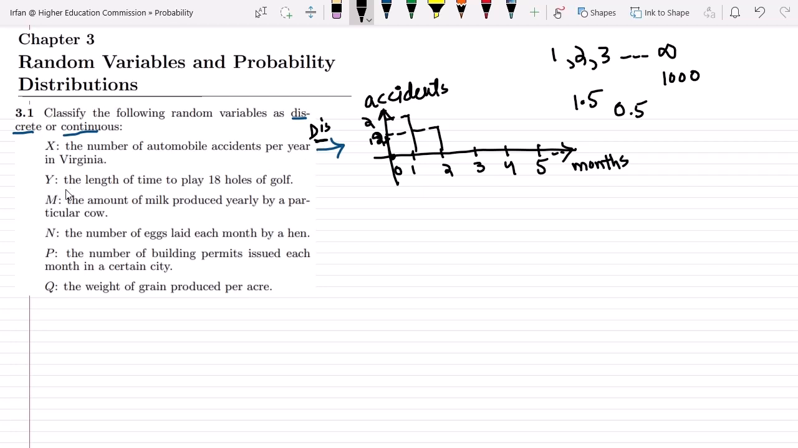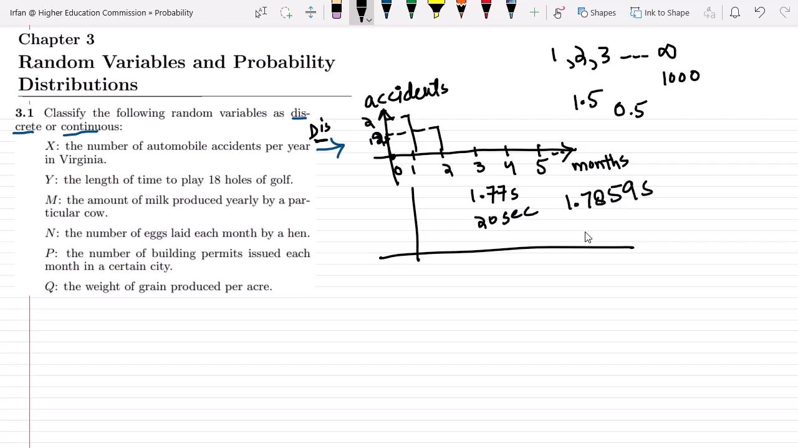Similarly, in the second part, Y, the length of time to play 18 holes of golf. The length of time here can range from any value to infinity. It can be 1.77 seconds, it can also be 20 seconds, it can be 1.7859 seconds or 200.259 seconds. The time can range from 0 to any value, so all these values would be continuous.